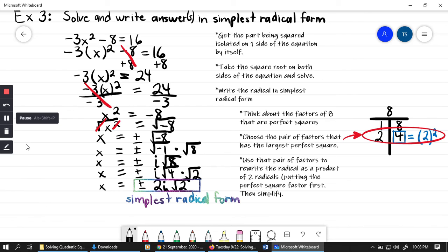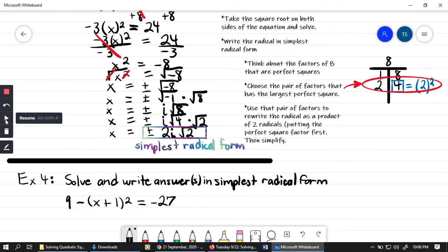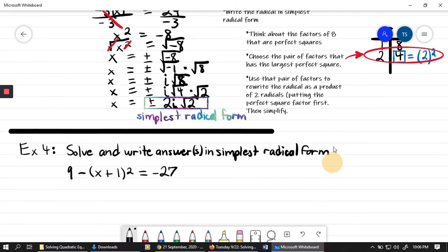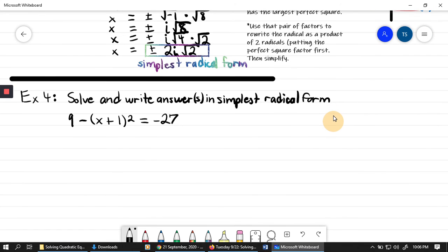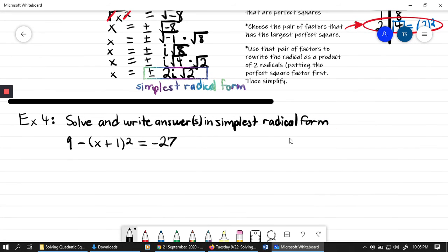Alright, so we're going to look at two more examples here. Okay, so example 4 here. First thing we want to do, get it so that the part that's being squared is written by itself. Remember, the part that's being squared is x plus 1. Right now we've got this 9 that's keeping it from being by itself.